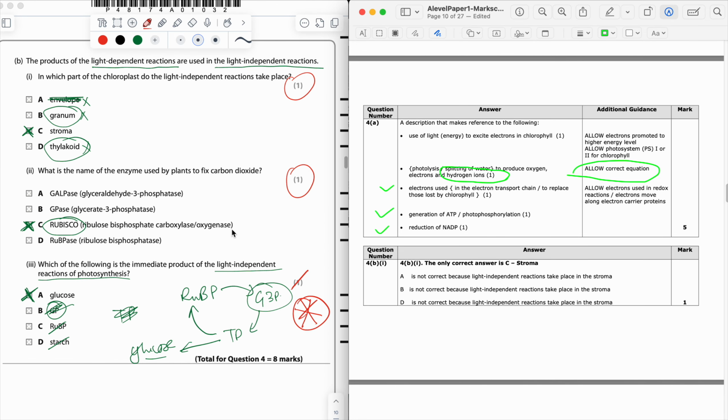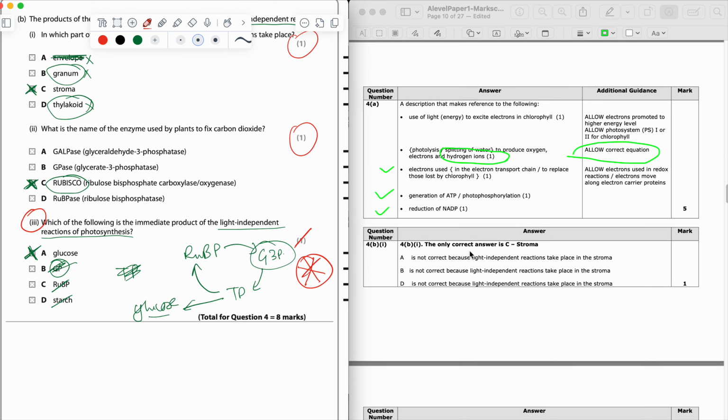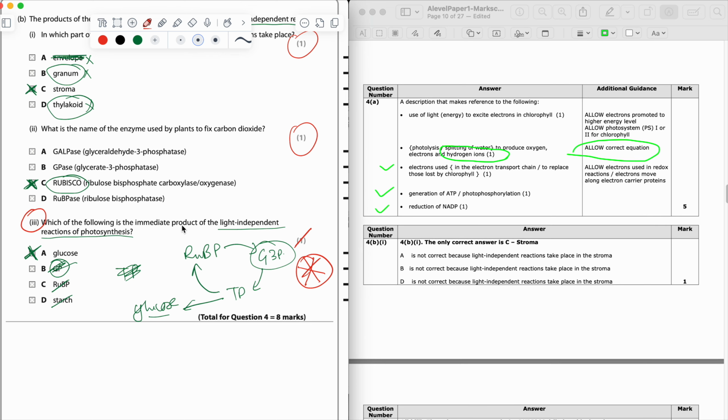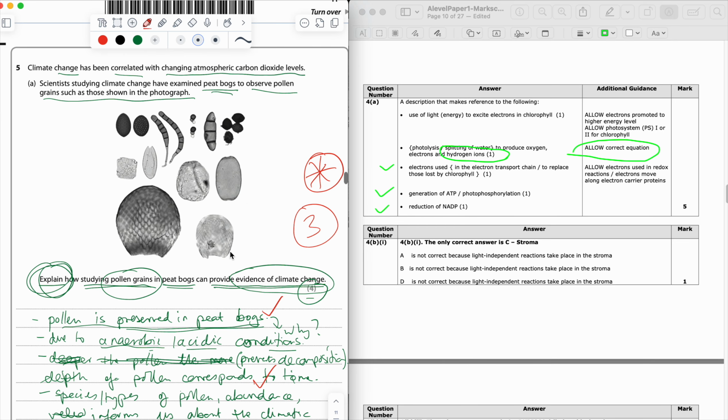All right, and I think that was okay. Yes, this question that confused me, I did get that one wrong. It said, which of the following is the immediate product of the light independent reactions of photosynthesis? I went with glucose because I felt GP was one of the intermediates, but GP was the immediate product of the light independent reactions of photosynthesis. And glucose is made from that. So that's where I went wrong there. Technicalities, a little bit.